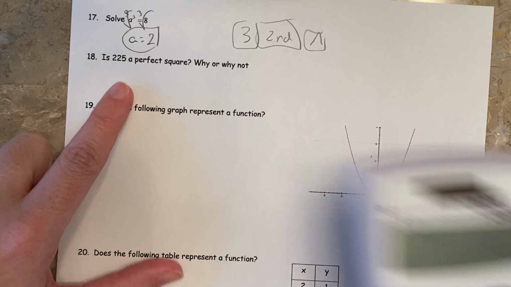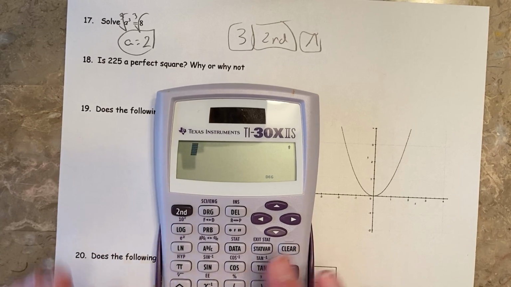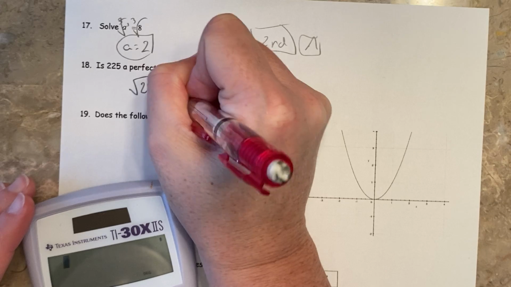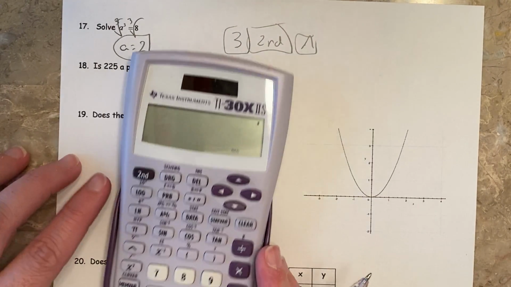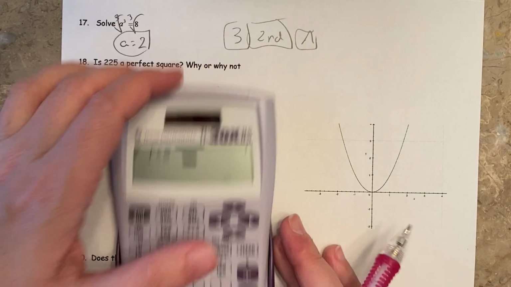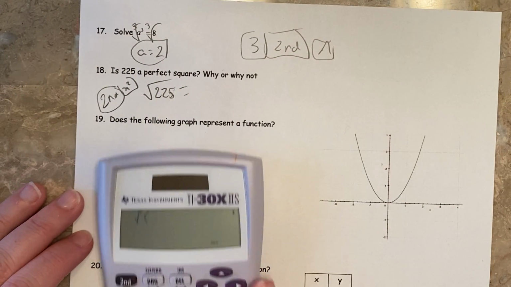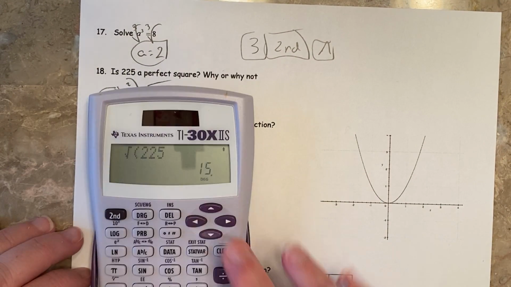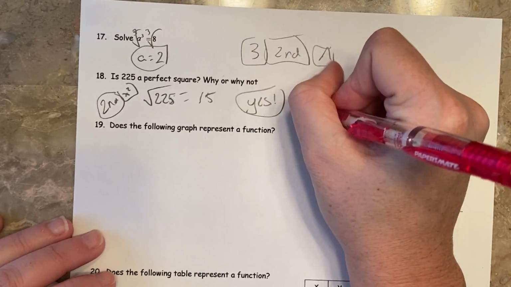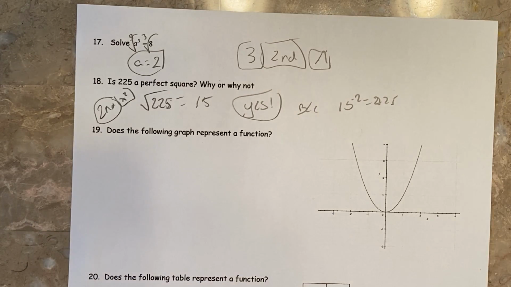Okay, is 225 a perfect square? You can either have them memorized, or you can do what I did before. Just take the square root of it. This is a little shortcut to figuring it out. Take the square root, so that's second x squared. Let me write that down for you. If you take the square root of 225, you do get a whole number. Because you get a whole number, it is yes, because 15 squared is 225. So that is a perfect square.